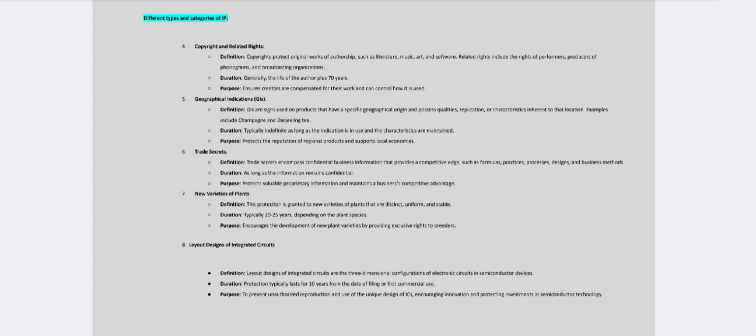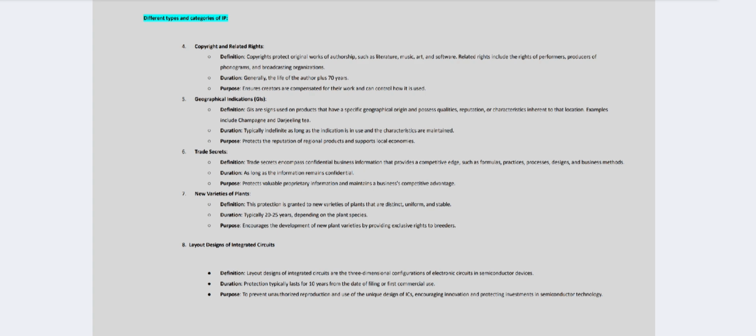Trade secrets. Definition: trade secrets encompass confidential business information. Duration: as long as the information remains confidential. Purpose: protects valuable proprietary information and maintains a business's competitive advantage.